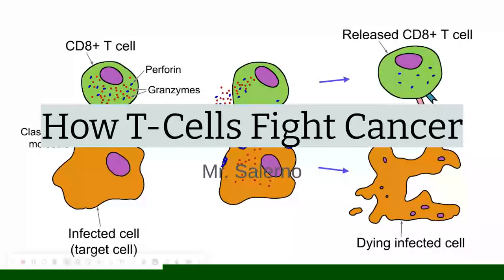Alright, here's our video today, how T cells fight cancer. T cells are a type of white blood cell, and of course they play a very big role in the immune response, especially when we're dealing with adaptive immunity. So there's adaptive and then there's innate immunity, and we'll talk about adaptive immunity here.